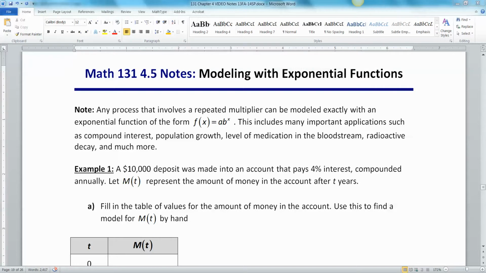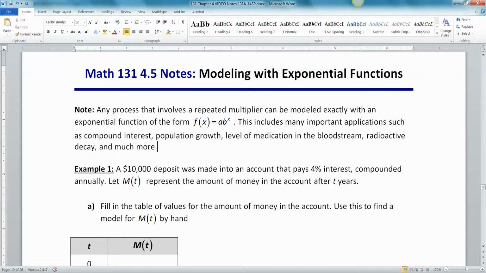Here we are in the last section of chapter 4, which is an extremely important section. It is modeling with exponential functions. Now, exponential functions are honestly more important for application problems than the linear ones we were working with in chapters 2 and 3. They're critical to understanding things like compound interest, population growth, the level of medication in your bloodstream, radioactive decay, and much, much more.